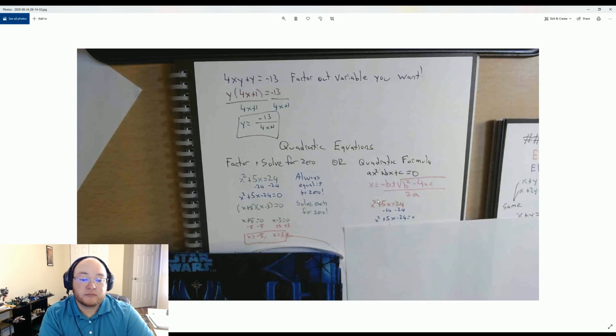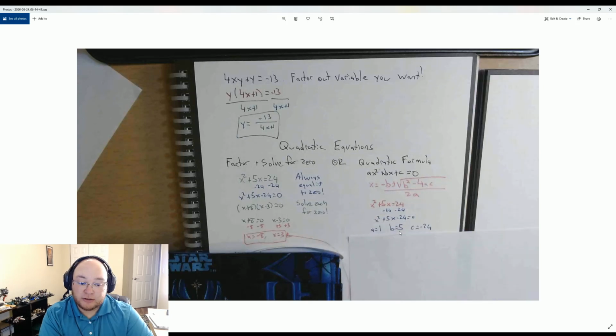So, I'm using the same question. It's the same first step. It's got to be equal to 0 because that's what the quadratic formula says. A equals 1 because if there's nothing in front of the x squared, it's a 1. B equals positive 5, c equals negative 24. Now we plug into the formula. X equals negative 5 plus or minus the square root of 5 squared minus 4 times 1 times negative 24, all over 2 times 1.